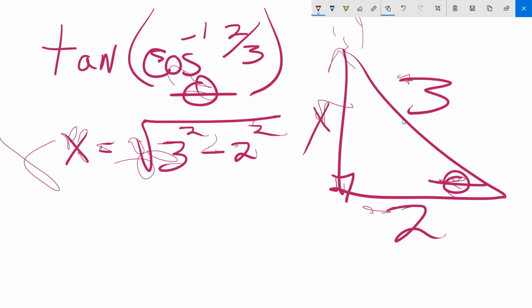Square root of 5. It's the square root of 9 minus 4, which is the square root of 5. Okay? With me?